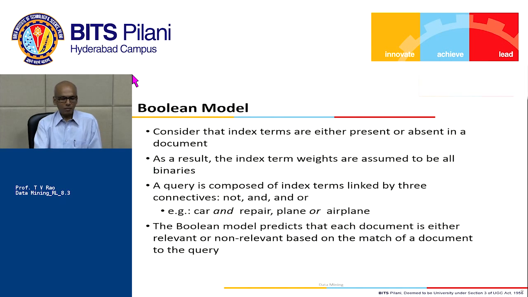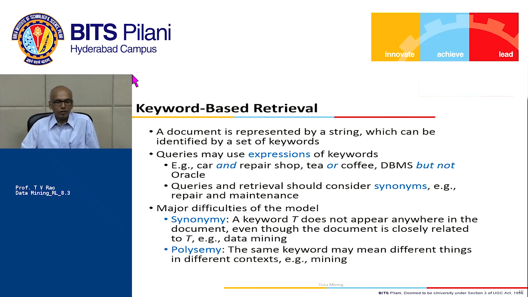Sometimes we connect those index terms using Boolean expressions: not, and, or, etc. So then we are going to look at "plane" or "airplane", which means we are collecting the documents that contain either of these terms. When we are using these keyword-based retrievals, we sometimes create more complex expressions. So not only do we go with and, or, we also use not. For example, the document is about DBMS but not about Oracle.